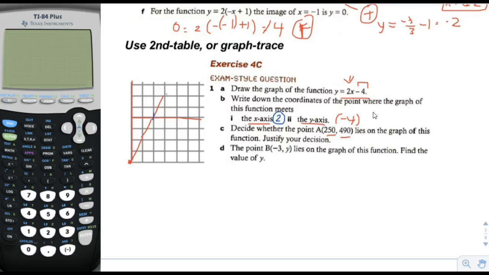Decide whether the point A, which is (250, 490), lies on the graph of this function. Justify your decision. Okay, so since we know the equation of the line, we may graph it on the calculator, and that's the first thing we're going to want to do. So we'll put in the equation. It's 2x minus 4.